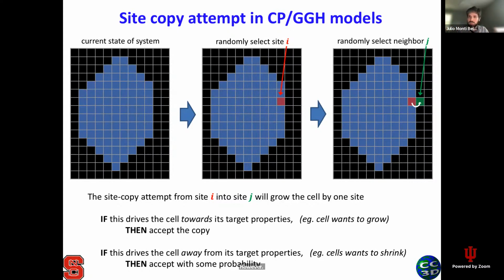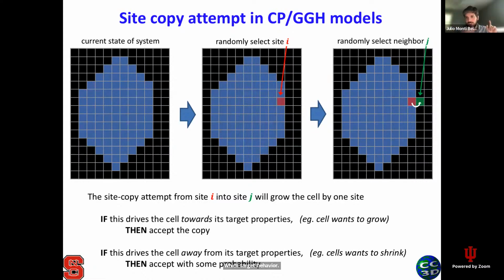And in this copy attempt is going to drive the cell to grow. Then you can accept or reject with some probability. Do not automatically reject the copy attempt. You can still accept it, but there's going to be some kind of probability depending on how far you're moving your cell away from its target behavior. Okay.